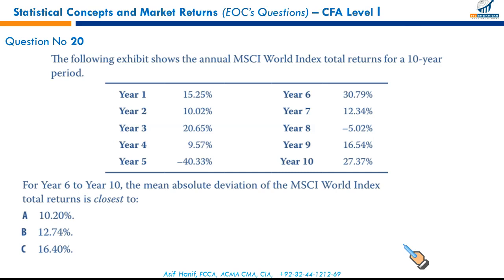Question number 20. The following exhibit shows the annual MSCI data for period 1 to 10. All this data is given, which we previously arranged in ascending order. What exactly is required? From year 6 to year 10, just this part of the data, you need to calculate the mean absolute deviation.